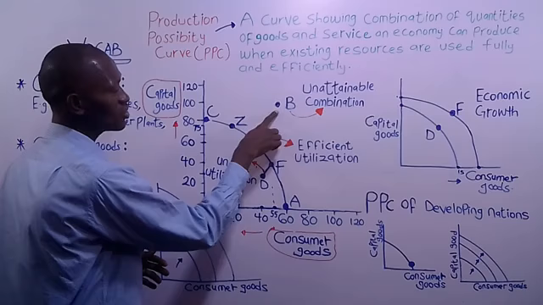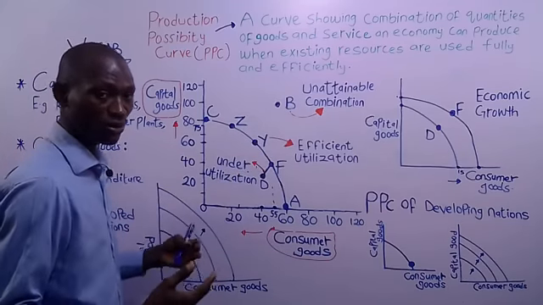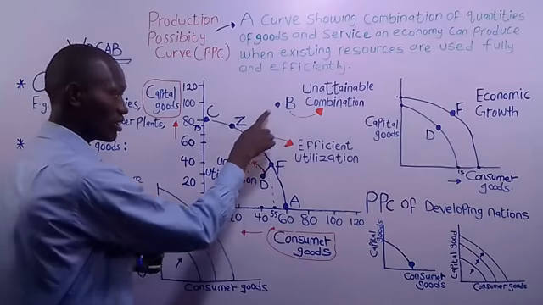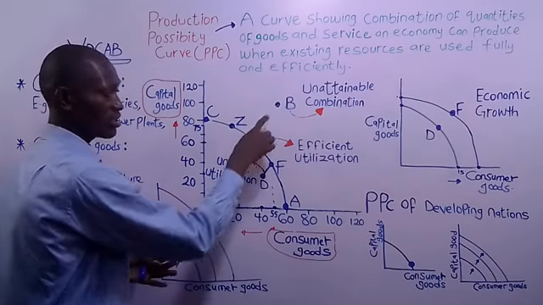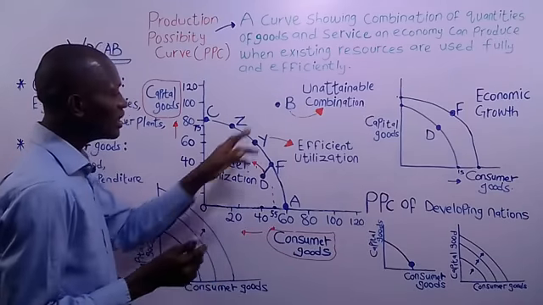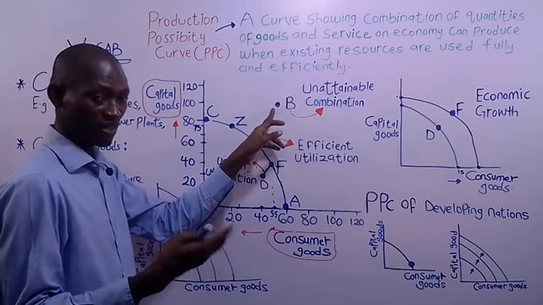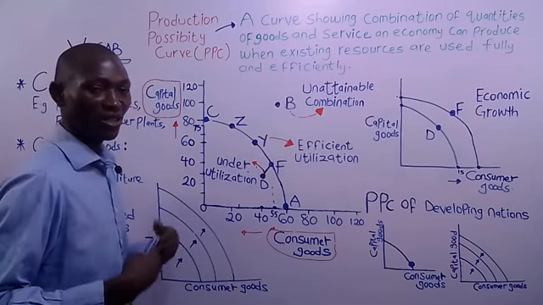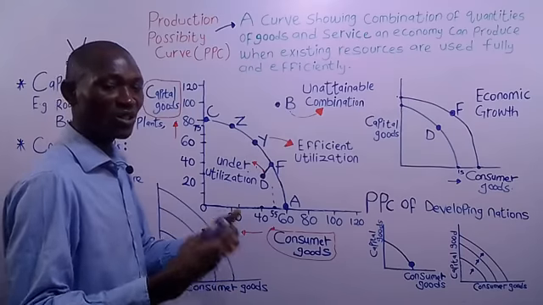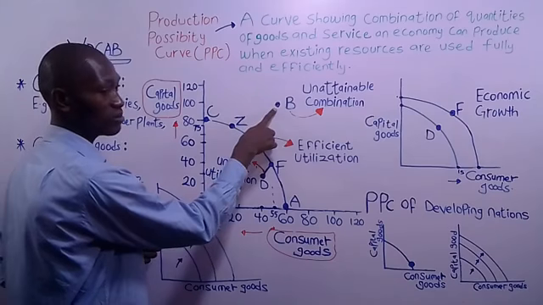So points outside the curve mean production is not feasible, not workable, not practicable, and unobtainable. However, if the economy is driven heavily by research and development, invention and innovation, technological changes, and replaces its old capital goods with new and modern ones, then the country will be able to produce it.